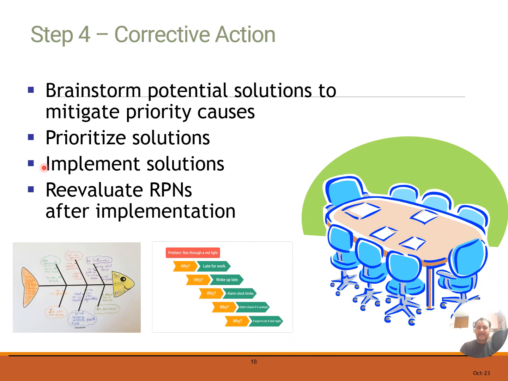the corrective actions. So in summary, the corrective action phase is about proactively addressing the issues, learning from them, and making the process fortified against potential failures. By brainstorming, prioritizing, implementing, and evaluating the solutions, we pave the way for enhanced efficiency, quality, and reliability in our operations.